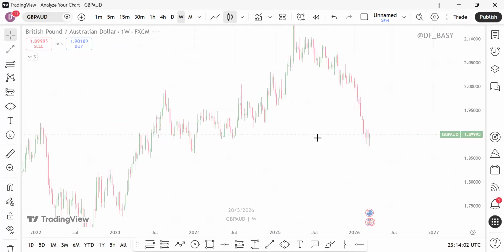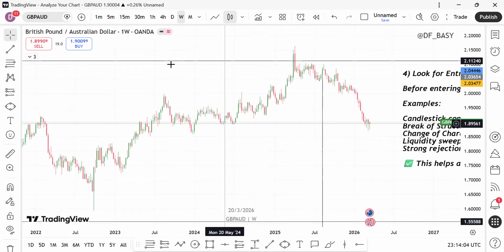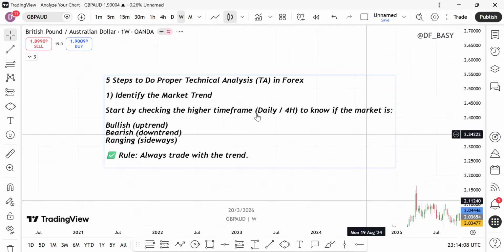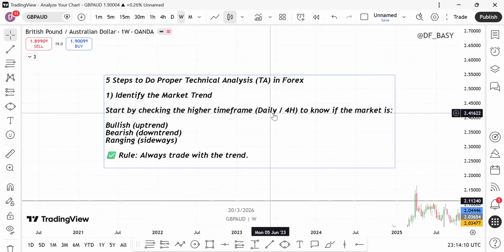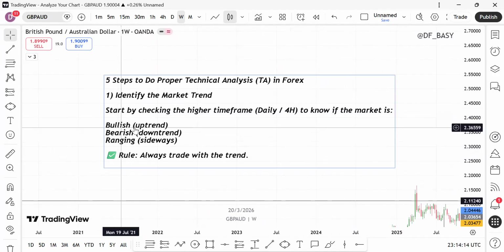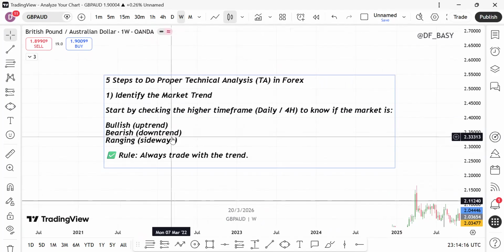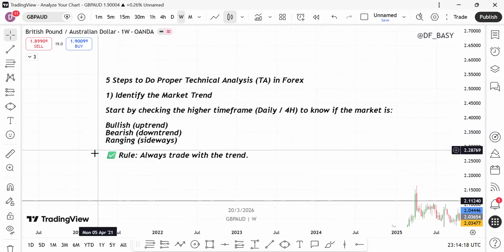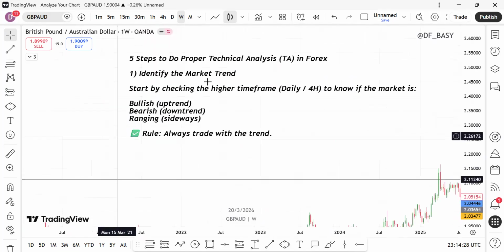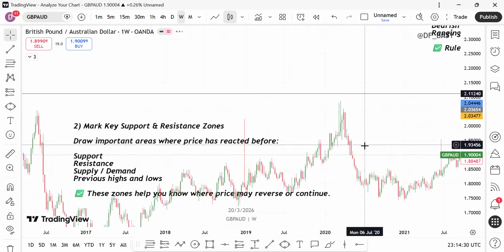Let's go back. That's step one. Step one, you should know how to identify the trend. Start by checking the higher time frames, that's the daily, the 4 hour, to know if the market is in a bullish trend, that's an uptrend, a bearish trend, a downtrend, or ranging sideways. Always trade with the trend. Always trade with the trend. After identifying the market trend, it's a rule to always trade with the trend. Never trade against the trend.